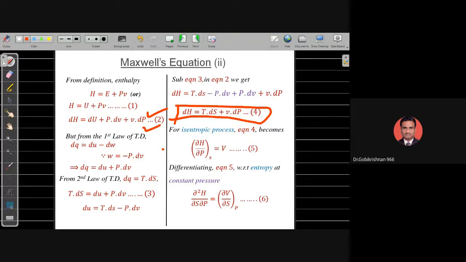All of you can understand. It's very simple. If you write it once, then it will be very easy. Totally four relations are there, Maxwell's thermodynamic relations. All will be very easy to derive. Then I think it will come as a big question.